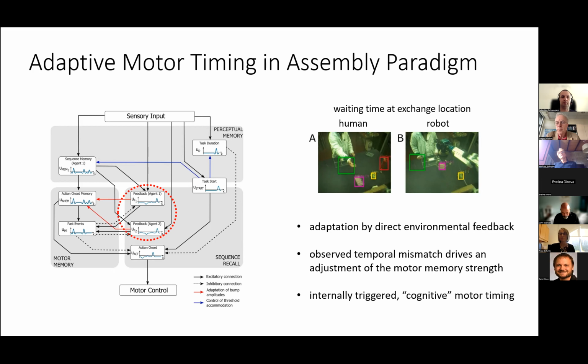Importantly, this has to be an internally triggered cognitive motor timing signal, and there's evidence also in neurophysiology for this. Because in the environment, there's no cue which will indicate to the robot, now move, because it guarantees that at the end, both hands, of human and robot, arrive in synchrony at the exchange position. So there's no external or visible external cue, or you would need to learn it, and it may be very difficult. So it's an internally triggered cognitive motor timing signal.